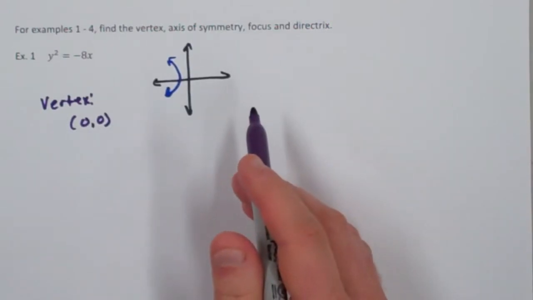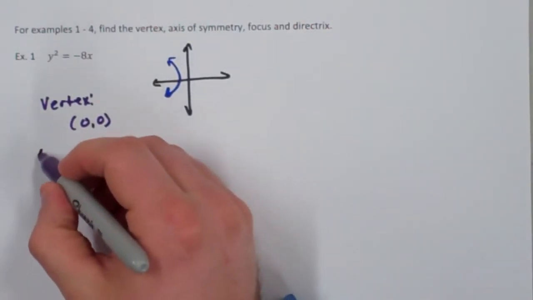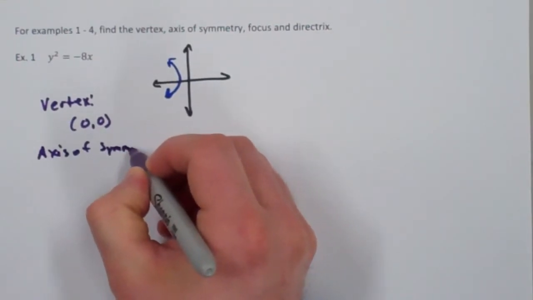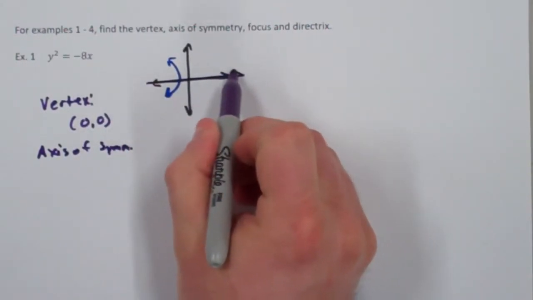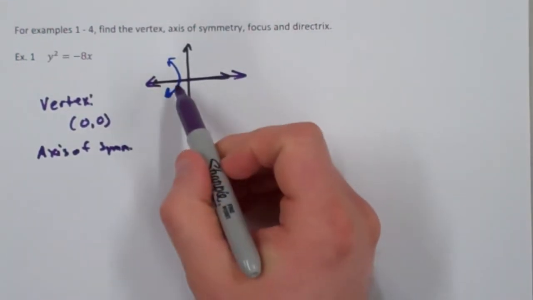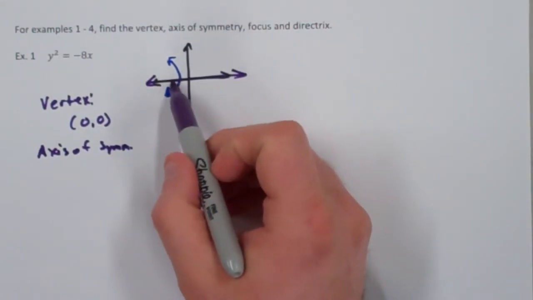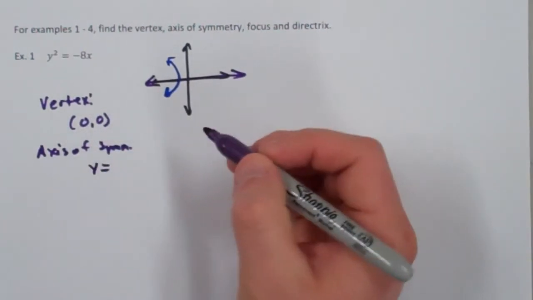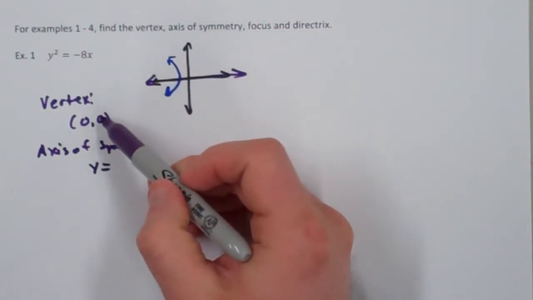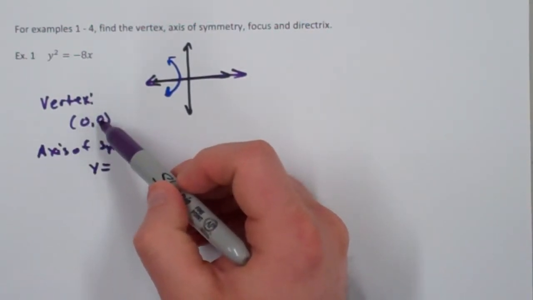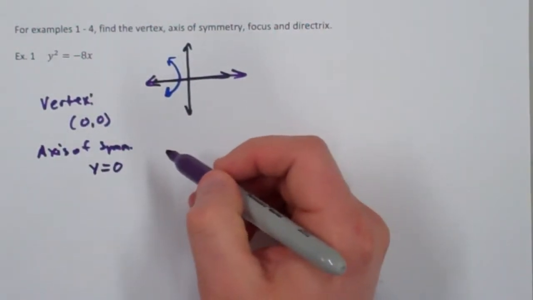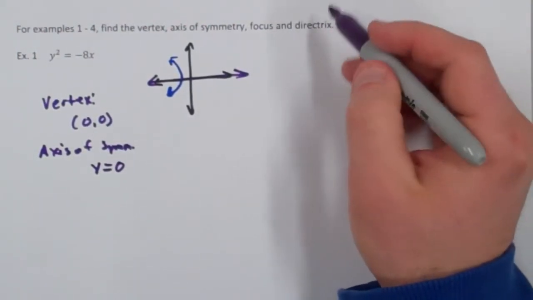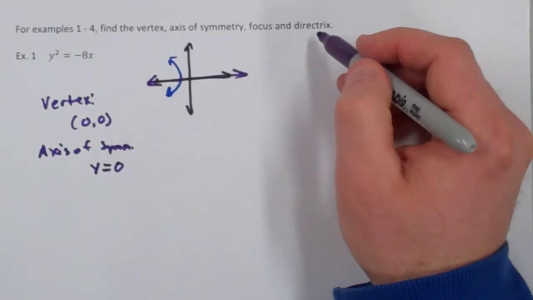The next thing we need to do is find the axis of symmetry. So to find the axis of symmetry, it's going to be right through here. And all we need to do, in this case, this is a horizontal line, so we know it's going to be y is equal to some value, and all we need to do is look at the vertex and figure out what the y value is. Turns out it's 0. The next one is the focus, and then we also have to do the directrix.